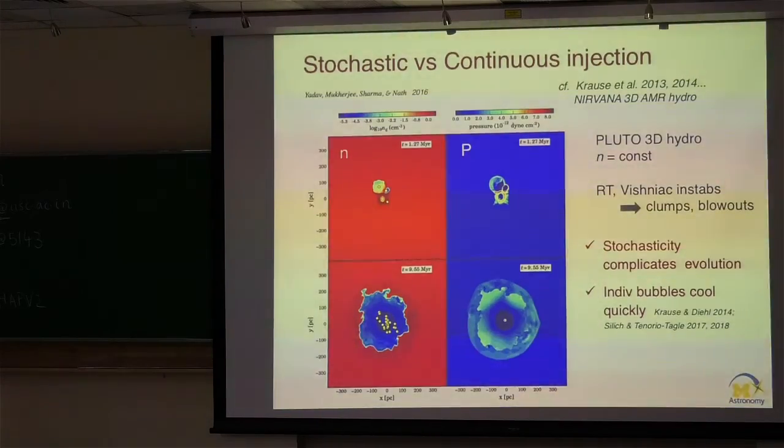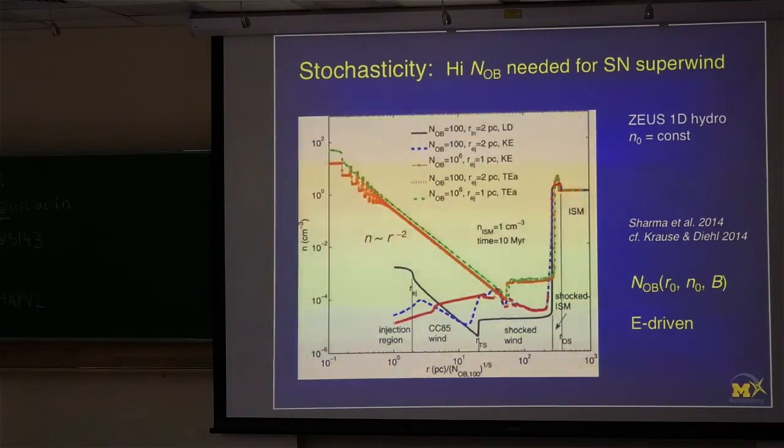So that could indeed be the kind of dominant solution. I mean, it looks very nice, looks very beautiful. What we have here in a paper by Sharma et al. is how many supernovae you actually need before you're generating the Chevalier and Clegg model. So that's right here. This is the analytic Chevalier and Clegg standing superwind right here in black.